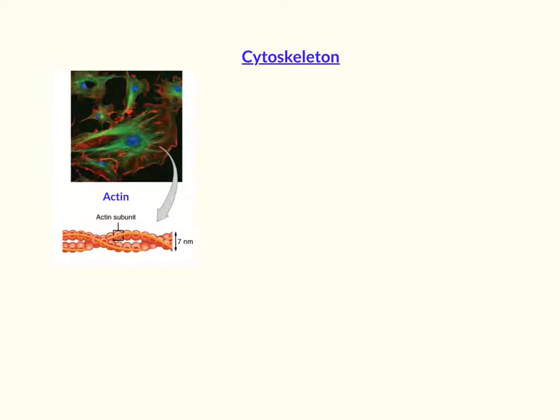The cytoskeleton is very dynamic. It can be assembled and disassembled rapidly. It is made up of 3 protein fibers. The first are called actin filaments. They're the smallest, and they're made up of a helix of 2 actin chains. They're responsible for contractions and crawling.